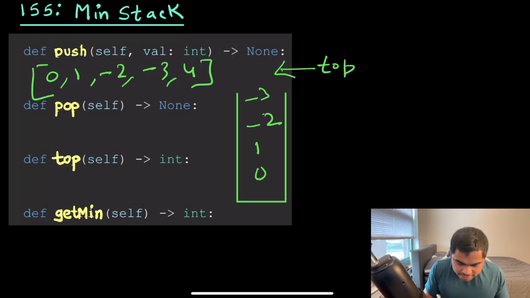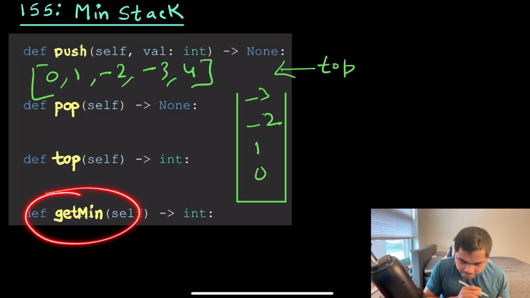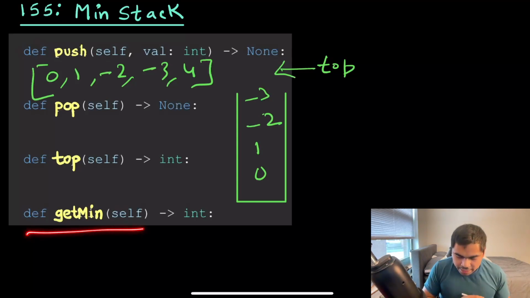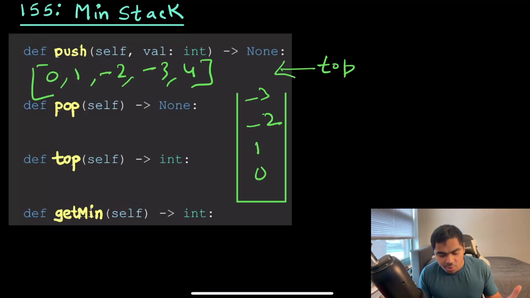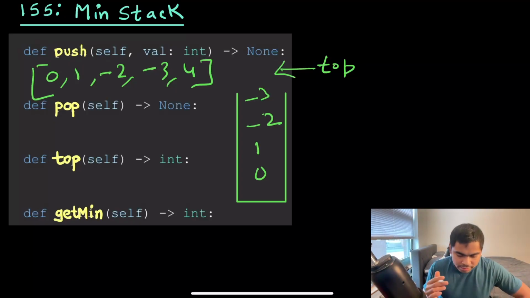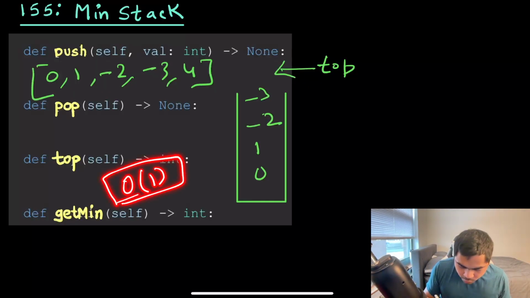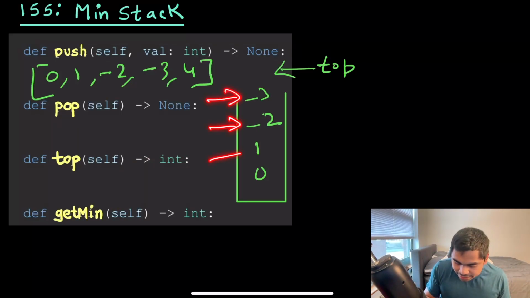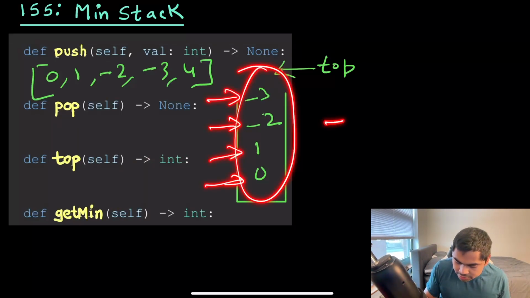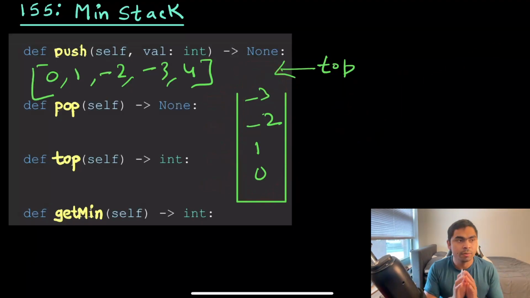How about this special function called getMin? This is where things get tricky. This is the function that will make us think about how differently we should be implementing our solution, so that at every point of time we should be able to retrieve the minimum value from our stack in big O of one time complexity. We don't want to go over the entire stack to check what the minimum value is. Let's say this is -3. All right, this is the answer. We have to do it in constant time.